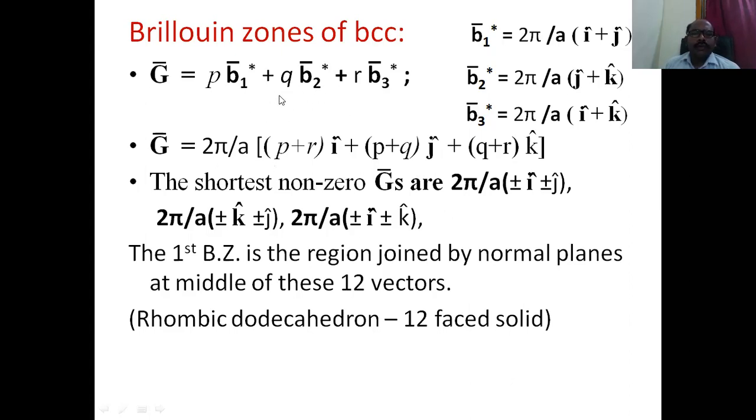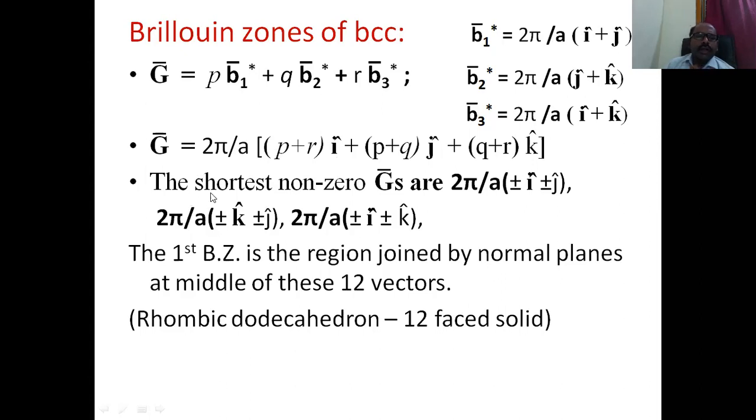Now if we substitute these values of b1 star, b2 star, b3 star in the above equation, we get this. On adding these terms, i cap appears twice, with p times and q times and so on. So we get p plus r i cap, p plus q j cap, and q plus r k cap. This is the general translation vector of the BCC reciprocal lattice.